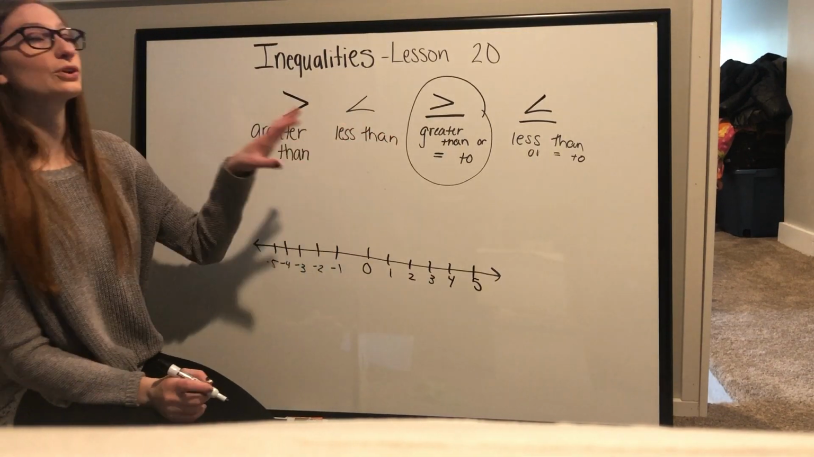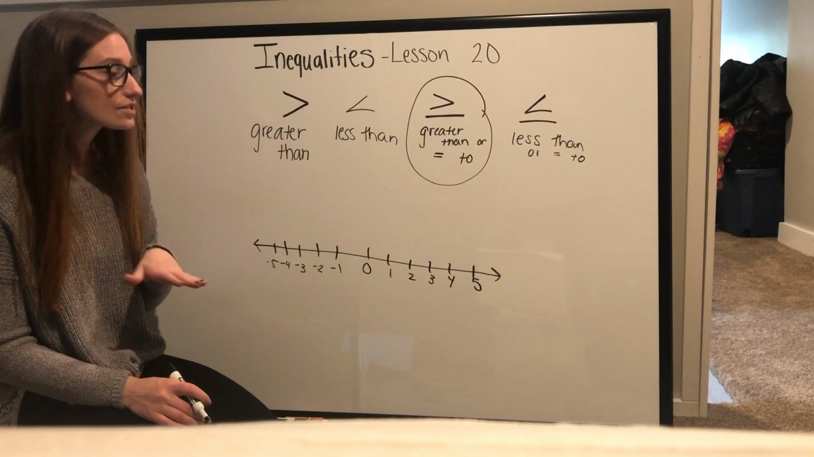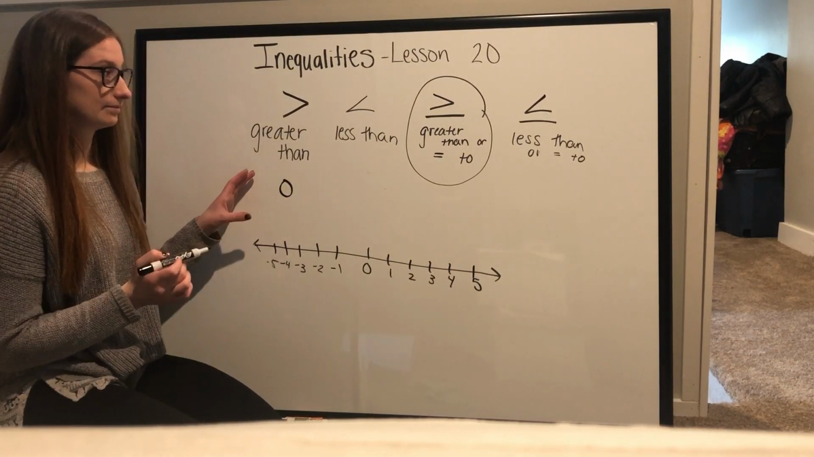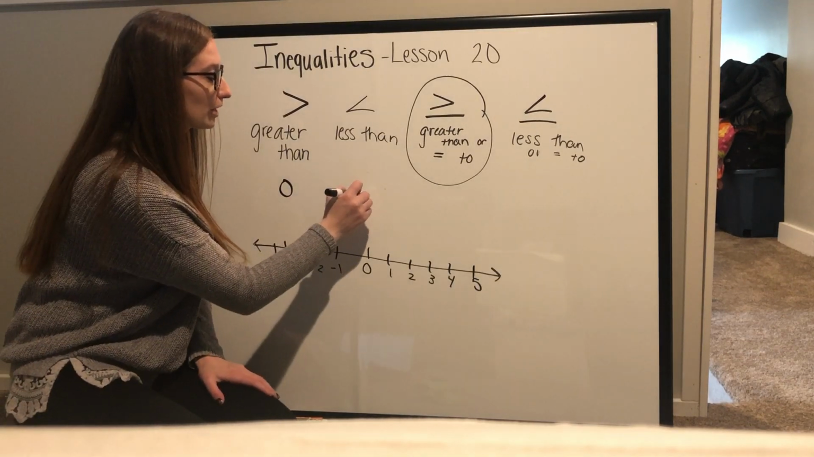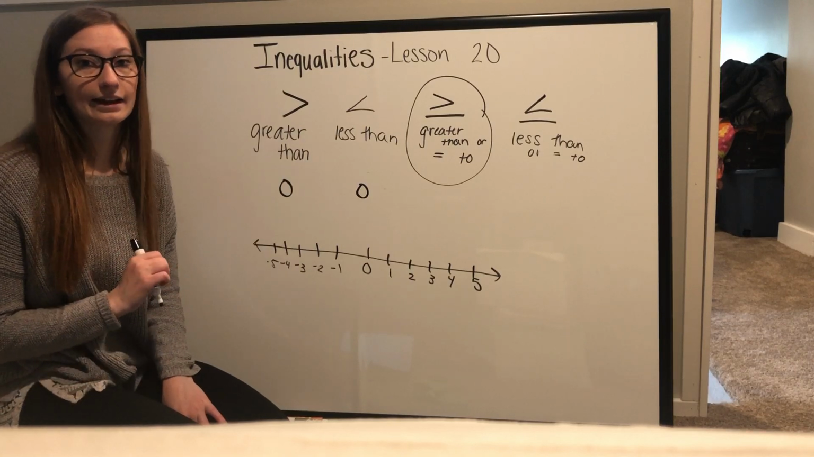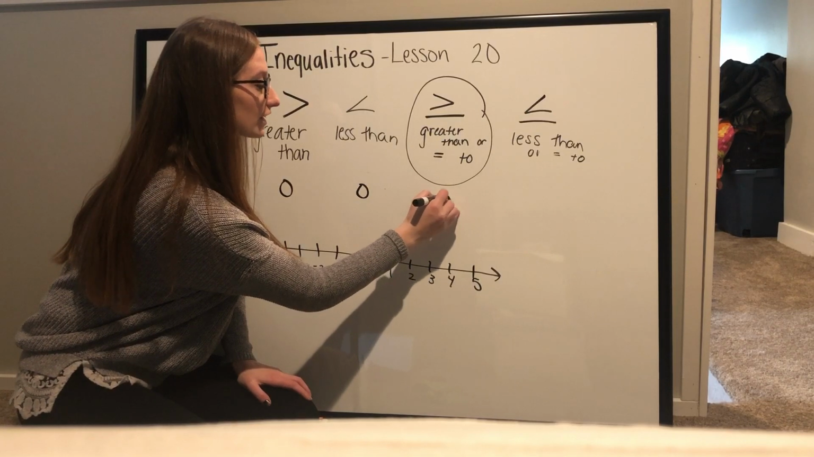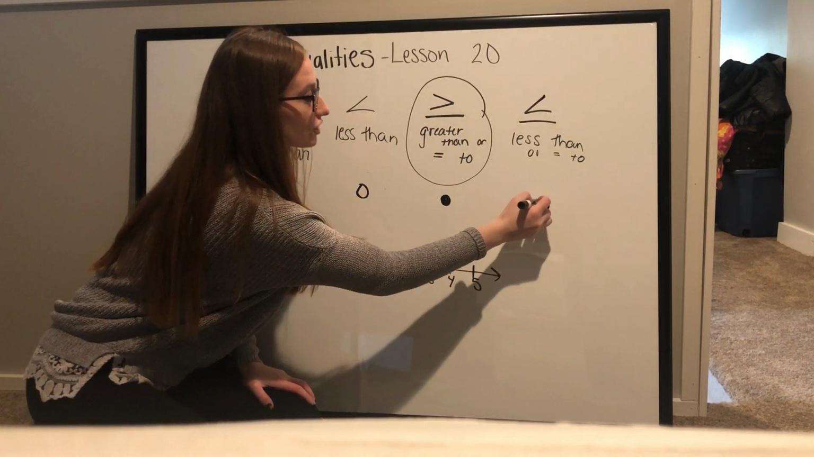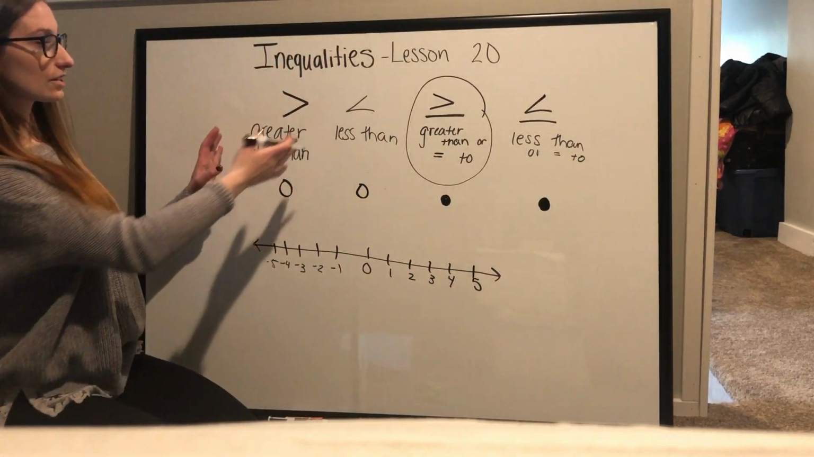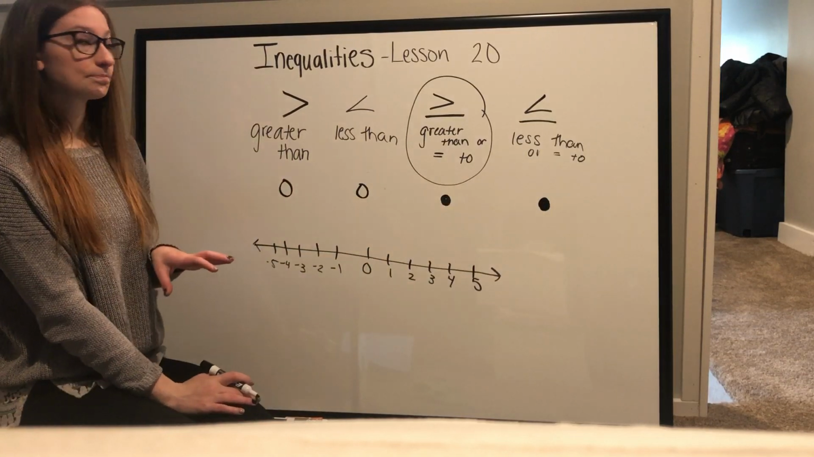Now, depending on the symbol you use will help you figure out how you're going to graph it. So, for greater than, your circle is going to be open. For less than, your circle will be open. When your circle's open, that means that number is not an answer. For these two, or equal to, you're going to have a filled in circle. And there's a chart on your notes to help you keep track of this. Okay, so these two without the equal sign are not filled in, and these ones are filled in.